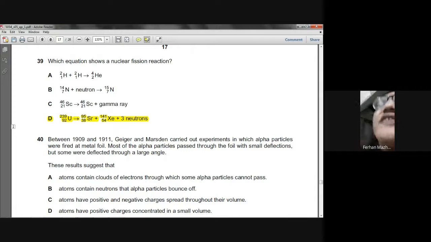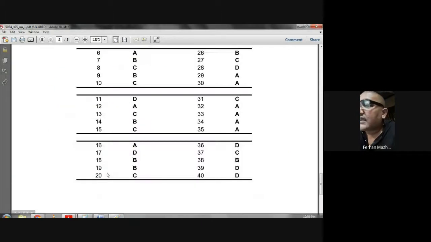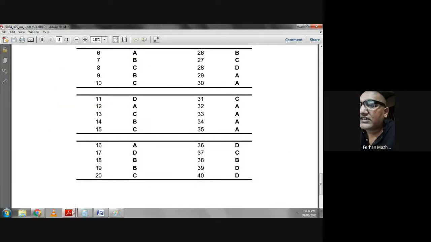There are two kinds of reaction: one is called fission reaction, another one is called fusion reaction. So here the question is asking for fission. They are asking you to give an example of the fission reaction that happens in nuclear reactors, where a larger nucleus is bombarded with neutrons and it's broken down into smaller daughter nuclei, and a lot of neutrons are also produced. So D looks the right answer to me, sir. Question number 39, D is the right answer.